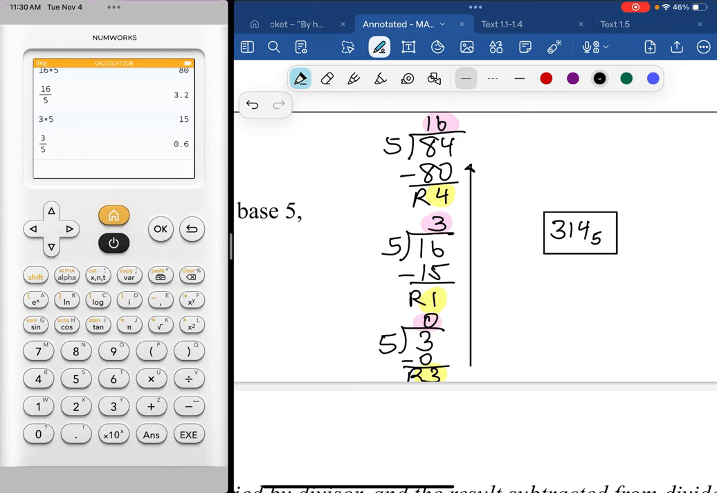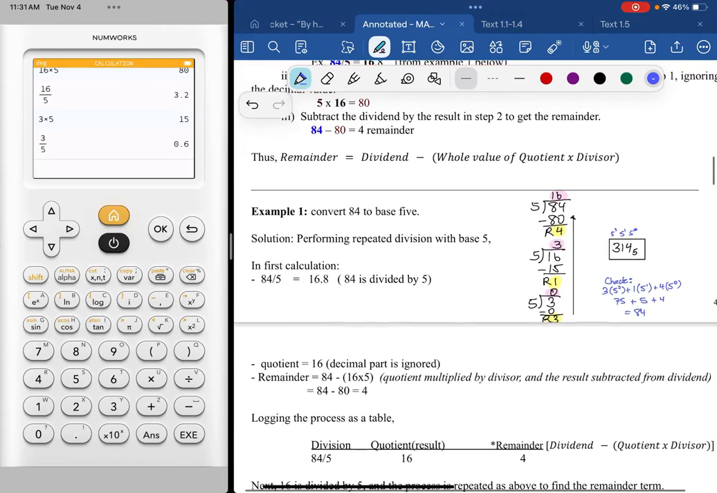And we can check our work if you wanted to, because we know the place values. This is 5 to the 0th, 5 to the 1st, 5 to the 2nd. So this would be the same as saying 3 times 5 to the 2nd plus 1 times 5 to the 1st plus 4 times 5 to the 0th. So 3 times 25 is 75 plus 5 plus 4 is going to get me 84, which is what we started with. All right, and that was 84 in base 10.